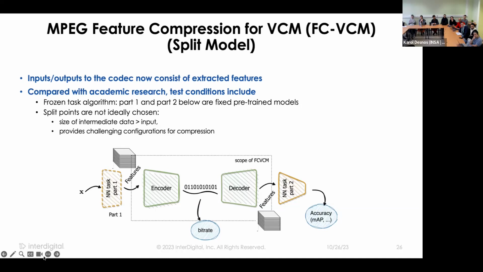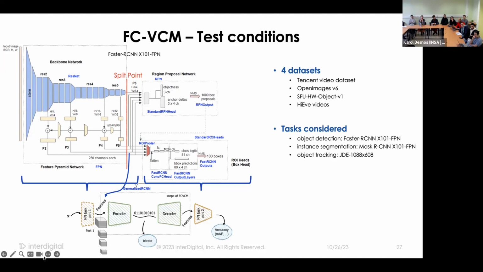This is one of the models that we use. It's a Faster R-CNN. It's part of the Detectron2 library that was open sourced by Meta, Facebook. It has a feature generation backbone. And the split point that we consider for our system is here, which means that we have multiple tensors like P5, P4, P3, P2 to transmit. This is not ideal. It's what MPEG decided.